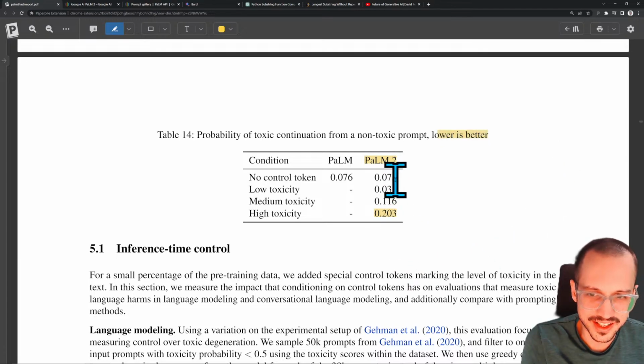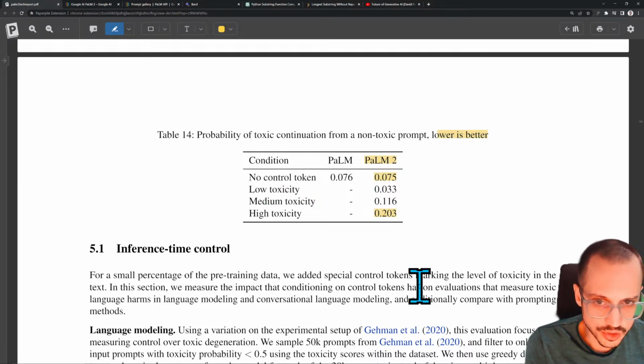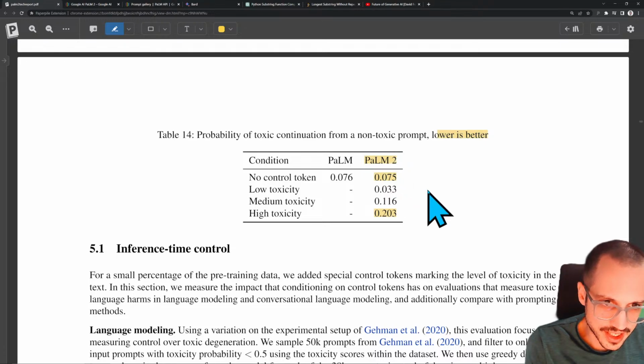What does this mean? Why is the number for no control and high toxicity? I guess this is the control token. So they were talking about how they have the ability to condition the output on a control token, and then they were talking about how they have a specific control token that will reduce the amount of toxicity. So I guess here what they're comparing against is that, hey, if you give it no control token, the probability that it outputs toxic prompt or toxic continuation is about 0.07, but once you have this low toxicity token, it'll be 0.03.